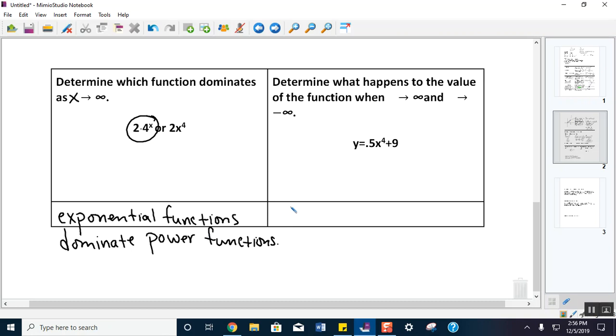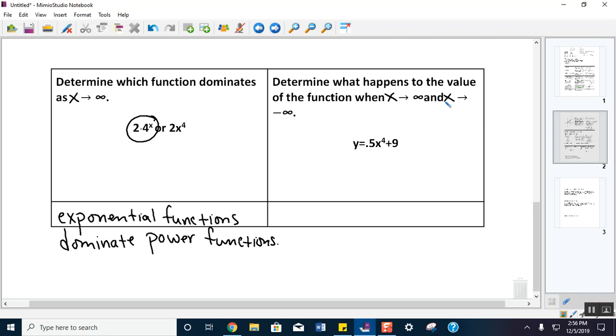So, we also want to talk about some end behavior of things here. I think what we'll do is we'll get this example done, and then we'll stop there and pick the rest of this up tomorrow. But it says determine what happens to the value of the function when x approaches infinity and x approaches negative infinity. What's our function right here, kids? Y equals 1/2 x to the 4th plus 9.